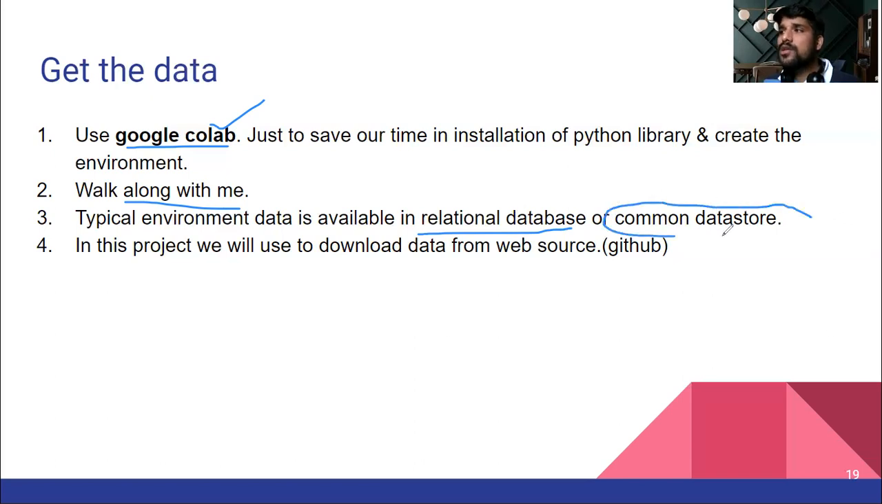Somewhere it is also available in a common data store. For example, if you are working with cloud storage, then Azure Blob Storage and AWS S3 buckets are available. Other data stores are also available that we can use to access the data. But in this project, as I said, we will use GitHub as our data source, and from GitHub we will access the data, download it into our project, and work on it. So today our agenda is to get the data from GitHub.